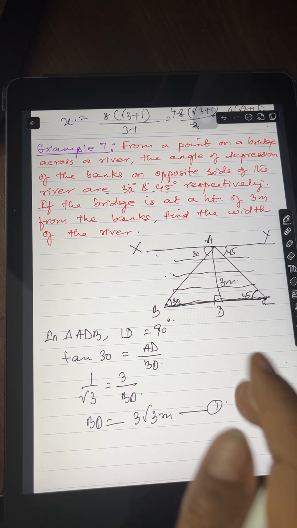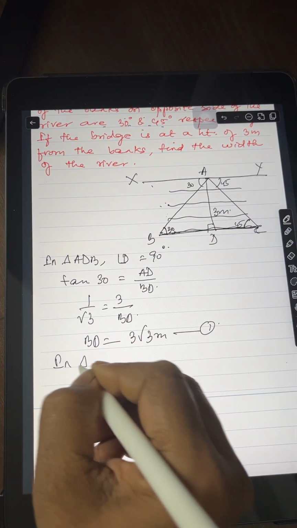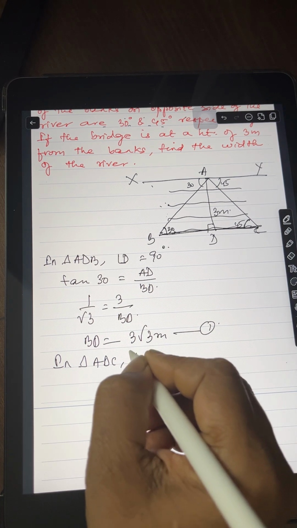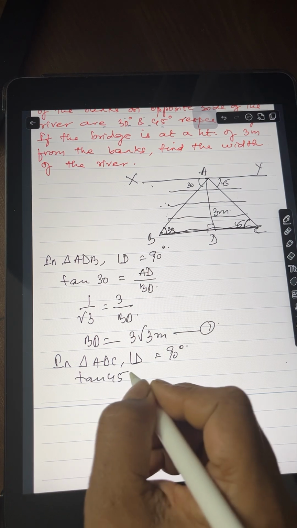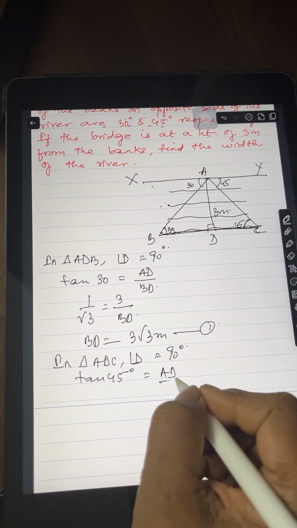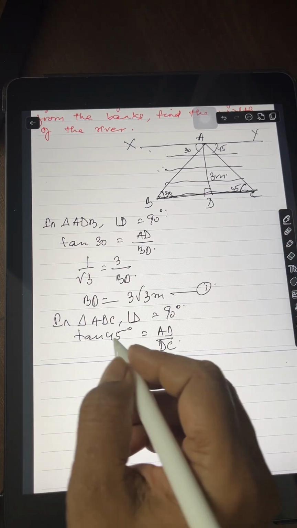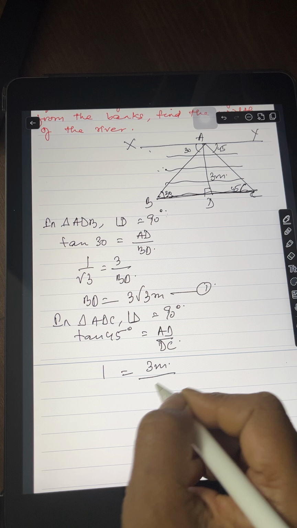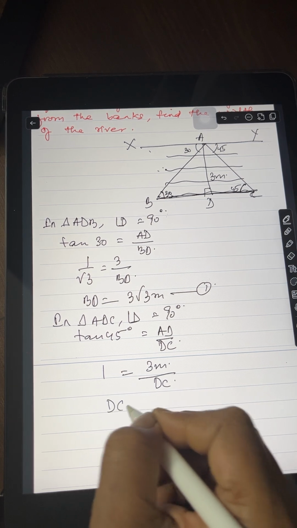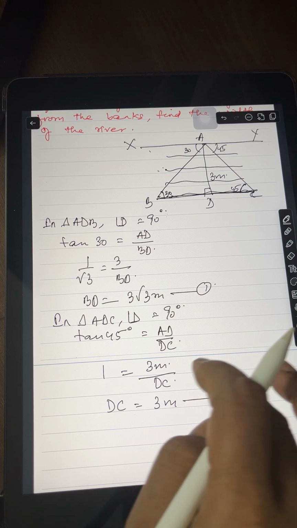Take this as 1. Now again in triangle ADC, angle D is equal to 90 degree. So tan 45 is equal to AD by DC, opposite by adjacent. So what is tan 45? 1. What is AD? 3 meter. And what is DC? You don't know. So DC is equal to 3 meter. Okay, this is 2.